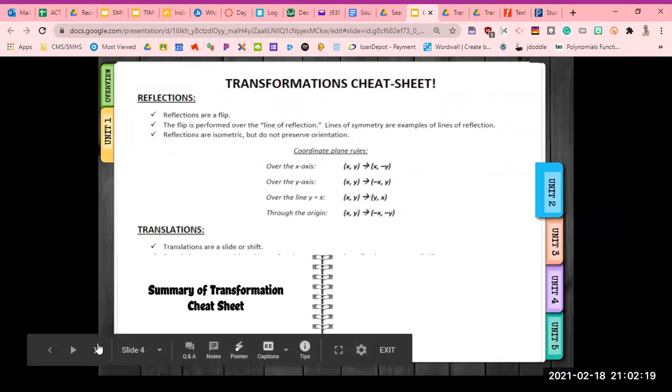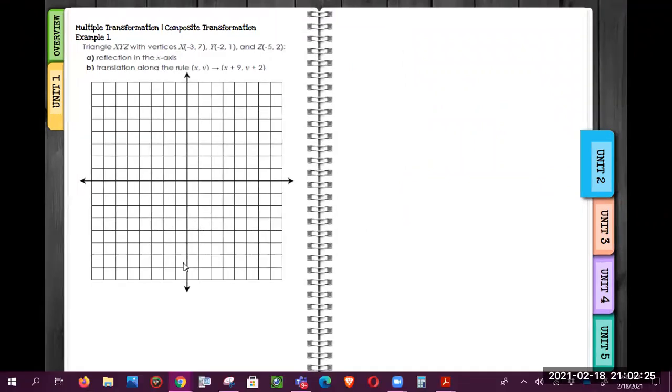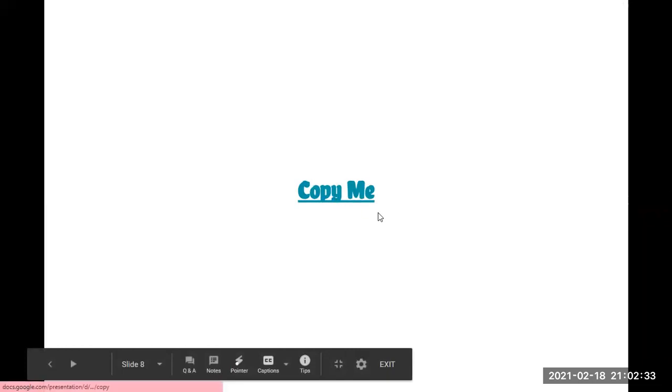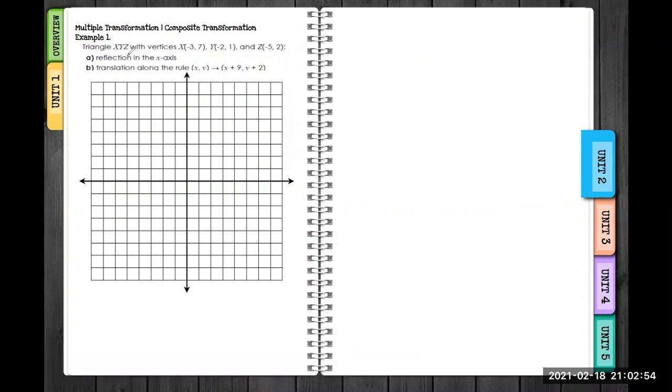Next, here's the example that I'm talking about, composition of transformation. And then at the very end of this PowerPoint, you can click copy me, meaning you will be forced to have your own copy of this presentation. All right, let's go back to number 1. To begin with, let me introduce this one more time. I will be doing composition of transformation, or sometimes known as multiple transformation.